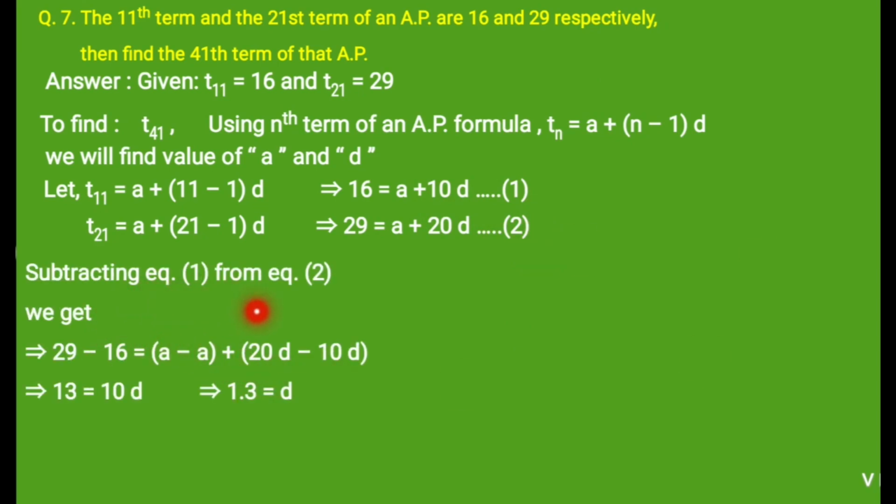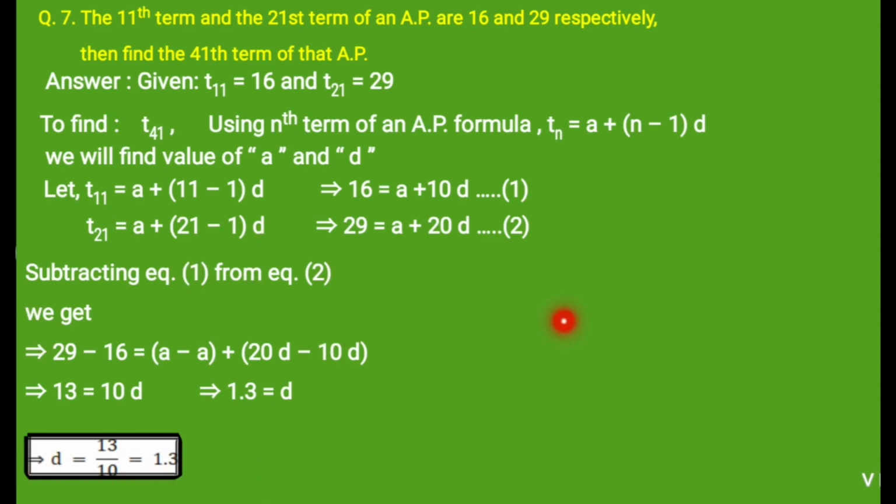So subtracting equation 1 from equation 2, we get 29 minus 16 on the left hand side, then a minus a plus 20d minus 10d. So 29 minus 16 we get 13, a minus a gets cancelled, and 20d minus 10d we get 10d. So we can find the value of d in fraction form as 13 by 10. When we divide 13 by 10, we get d equals 1.3. So we write here d equals 13 by 10 or 1.3.